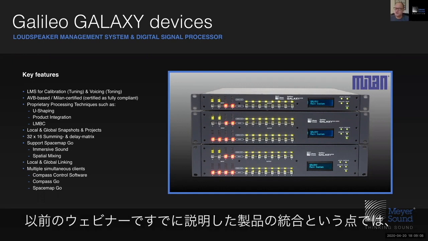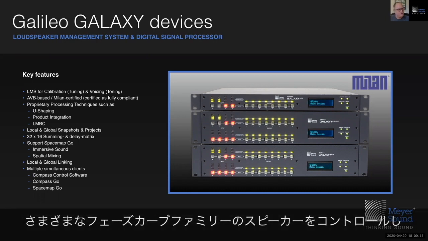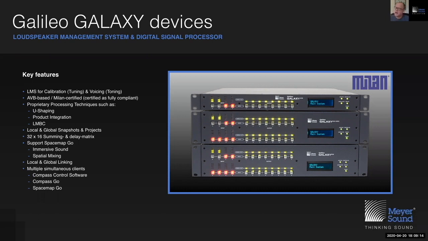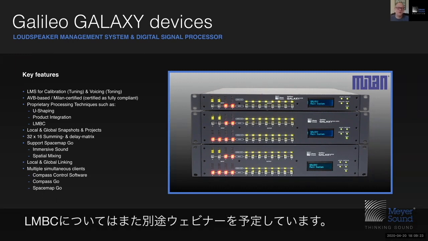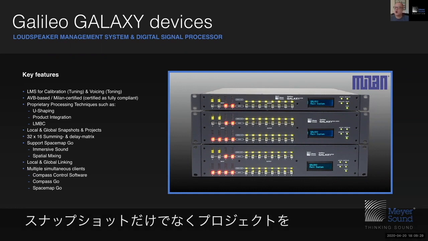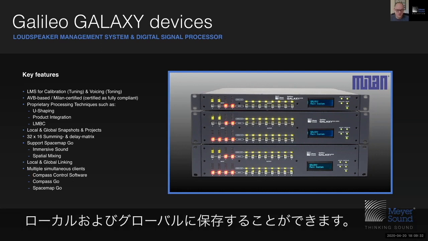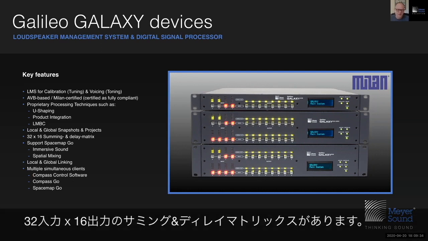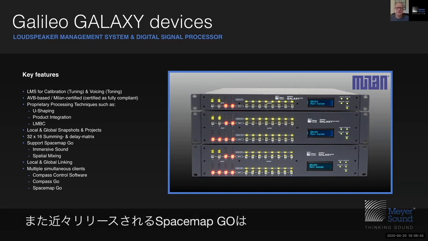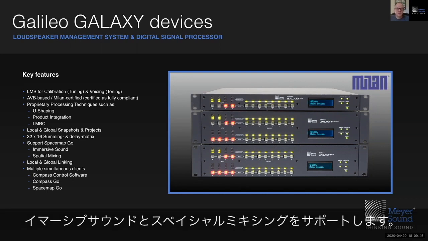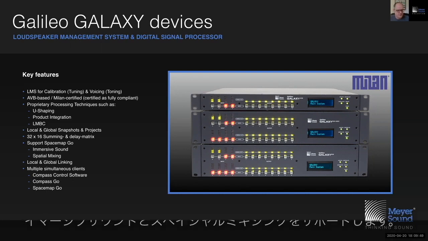Product integration, which we already discussed during a previous webinar, where we explain how do I make all these loudspeakers from different phase curve families play nice with each other by giving them the same phase curve. LMBC, which is our proprietary low-mid beam control, which we will dedicate future webinars on. Then there is the option, as I already mentioned, to locally and globally store snapshots as well as projects. It has a vast summing matrix, 32 inputs by 16 outputs, both level and delays we're about to discover, which paved the way, which made it possible to support SpaceMap Go, which is soon to be released, which allows for immersive sound and spatial mixing.